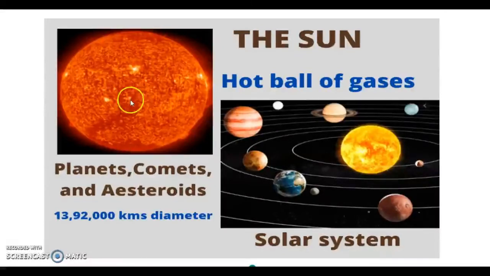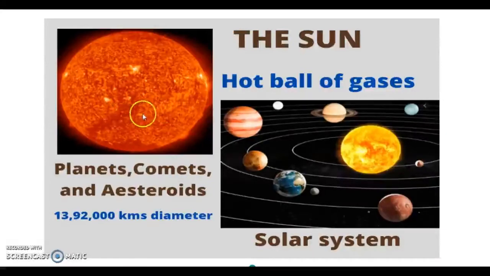What is the sun? Yes, as you know, the sun is a star and it is the center of the solar system. What does it have? Yes, the sun has many gases. It is a hot ball of gases. So what does the sun give us? Yes, it is giving light and heat energy.